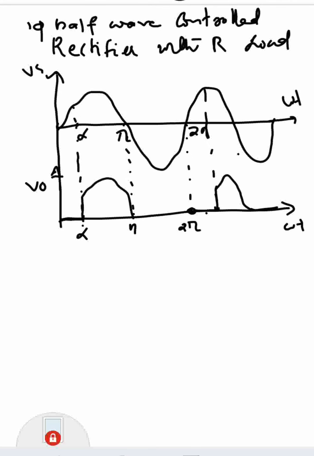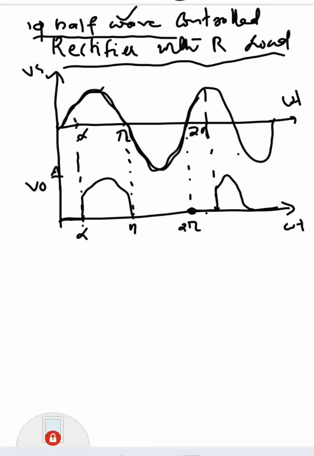Last class we have seen the analysis and the operation of the single phase half wave controlled rectifier with R load. Half wave means you are controlling only the positive half cycle of the input voltage. We will be considering only the resistive load. This was the input sine voltage, and you will be triggering it at alpha, and this is pi, this is 2 pi, and the next triggering at 2 pi plus alpha.